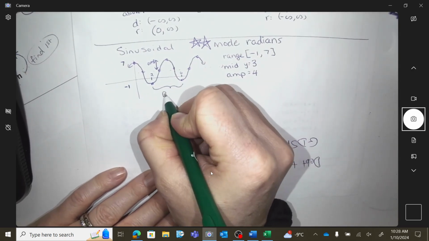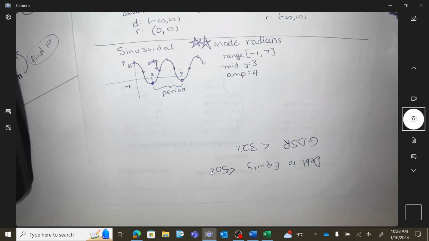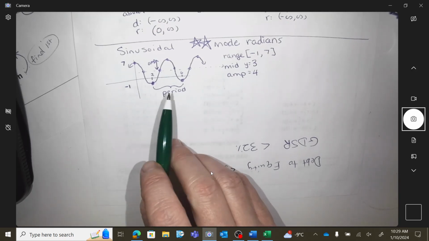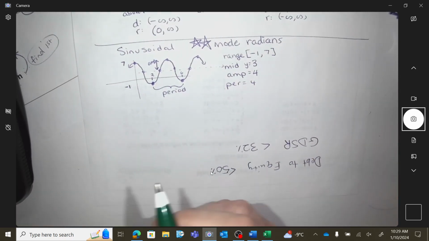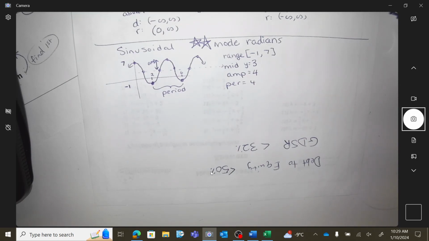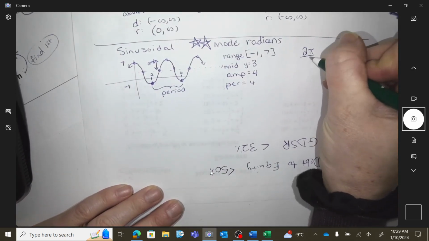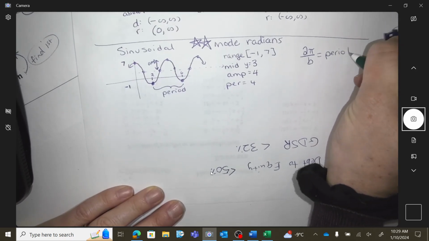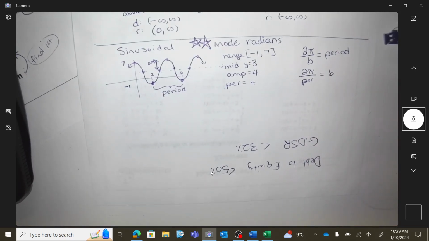Okay, and then we have the word period. A period is how long it takes you to go through a cycle, right? So from the bottom to the next bottom, on this one it took me 4. Okay, and then we need to write that little tiny formula we've used over and over again. 2 pi over b equals period. Or 2 pi over period equals b. You can just move that around as well.